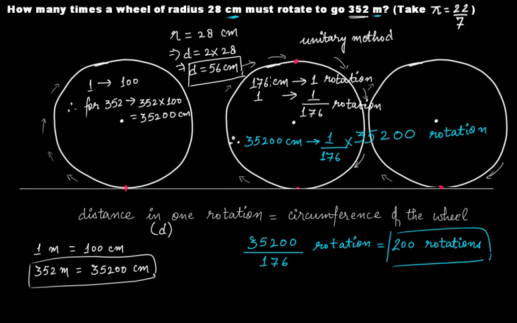And how did we solve it? Using the unitary method. Simply divide 352 meters by the distance covered in one rotation, and you will get the number of rotations. I've explained it using the unitary method.